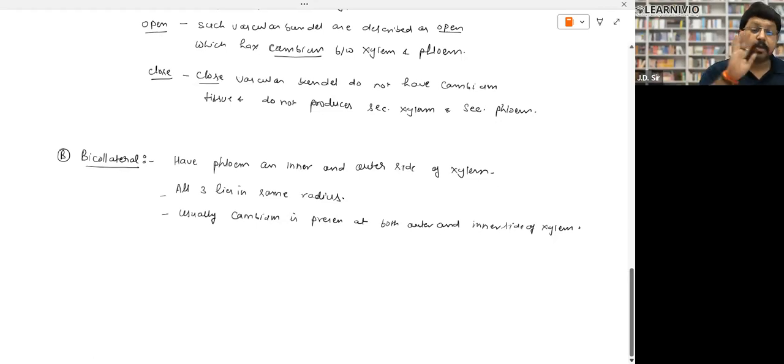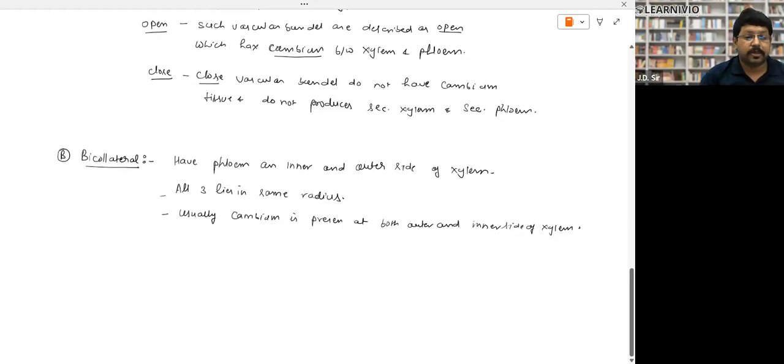Basically, let me tell you where the bicollateral bundles are: like two phloem and one xylem. So what is the benefit of a bicollateral vascular bundle? Can you tell me? Just answer with your common sense. In medical exams, the question asked is where bicollateral vascular bundles are found. Come on, guys. What is the benefit of two phloem and one xylem? More food can be transported.